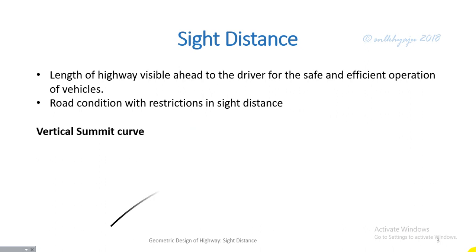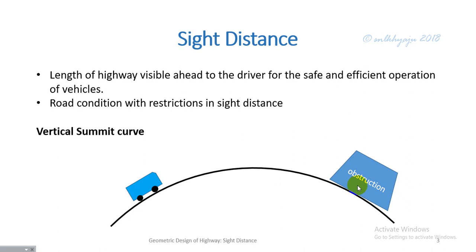Similarly, in a vertical summit curve, a vehicle is traveling through the vertical summit curve and an obstruction is there, and the sight distance should be from this to this, that is a line of sight.